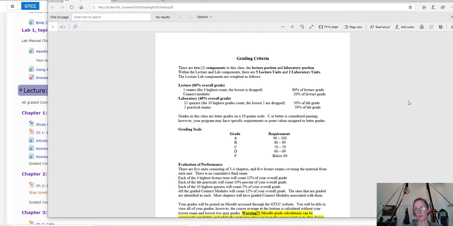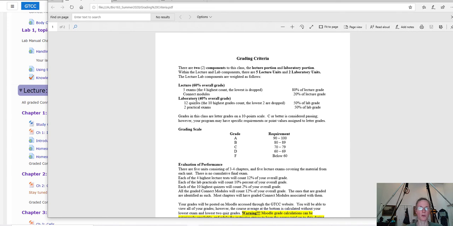Now let's go quickly over the grading criteria. The lecture portion is worth 60% of your overall grade, and the laboratory portion is worth 40% of your overall grade. You have 5 exams pertaining to each one of the lecture units for the lecture portion, and all of them will be 80% of your grade for the lecture. So basically, it'll be 48% of your entire grade. And then you're going to have your Connect modules, which will be 20%, and that's all of the Connect modules, 20% of your lecture grade, which works out to be 12% of your entire grade.